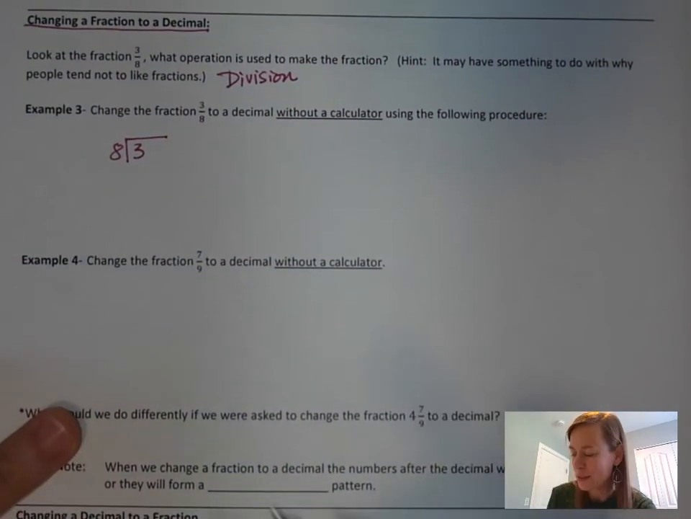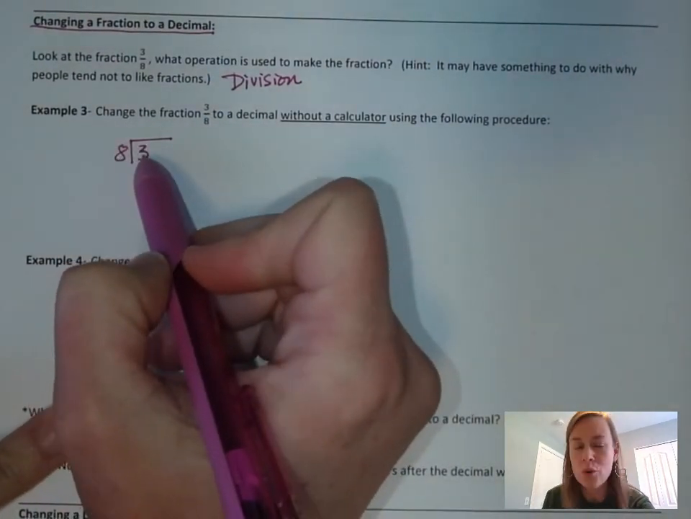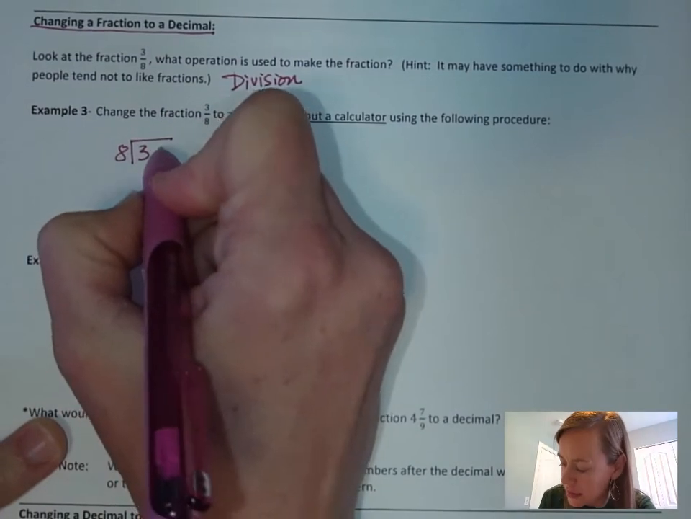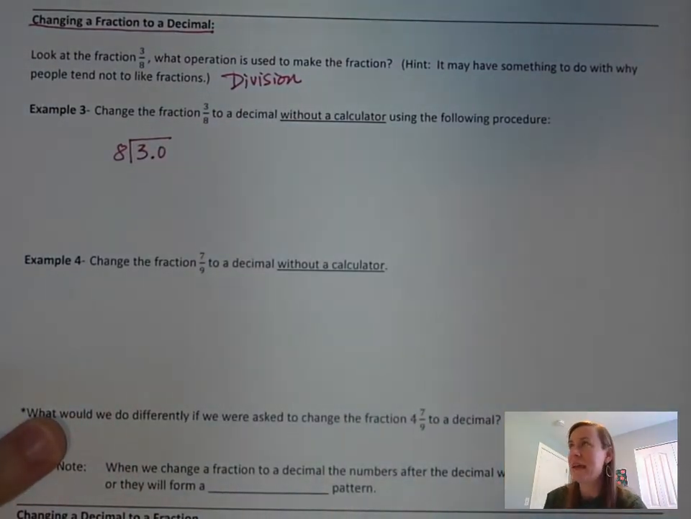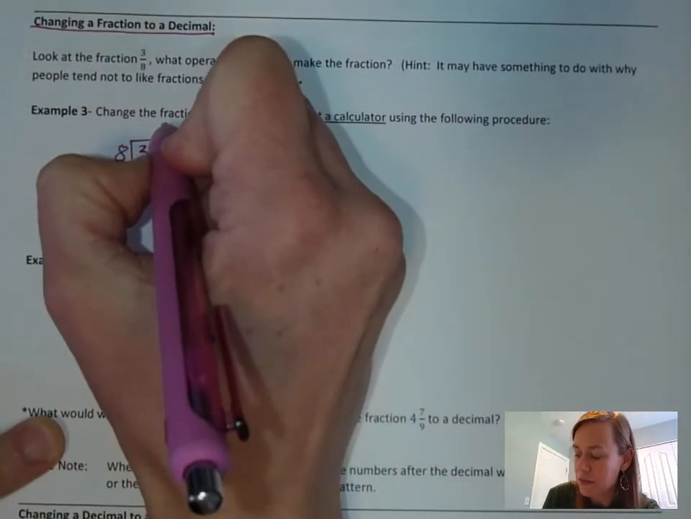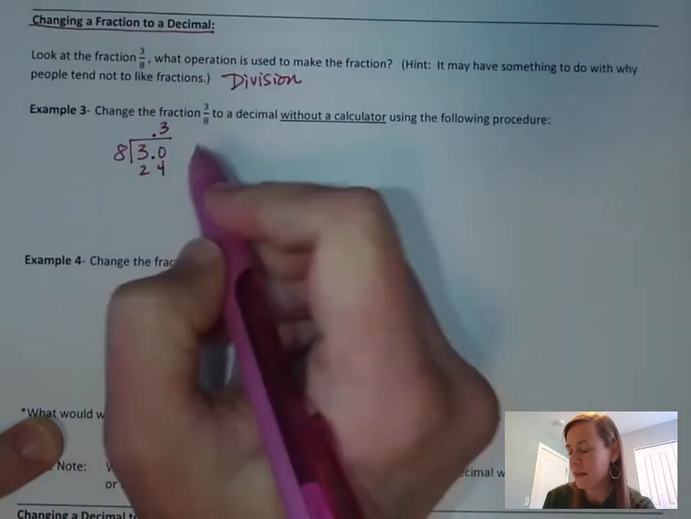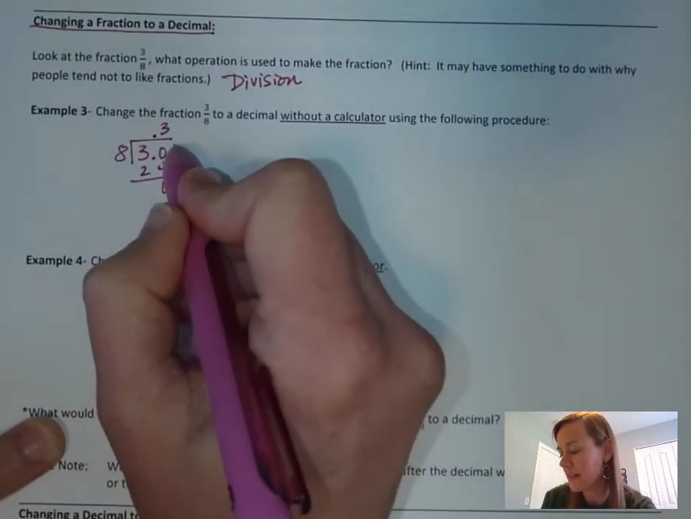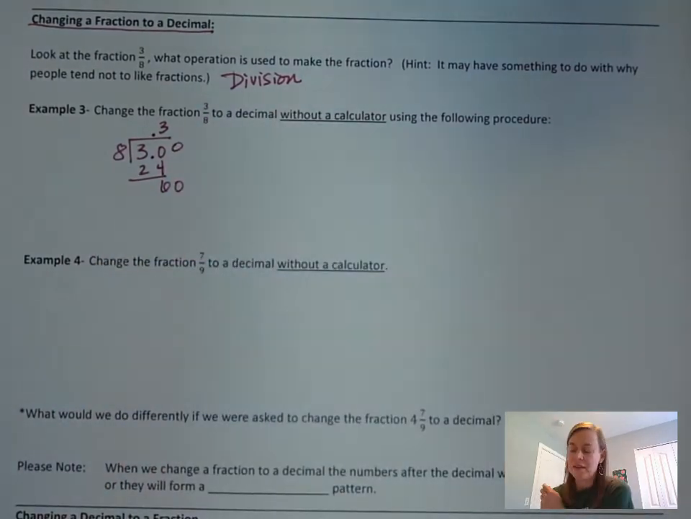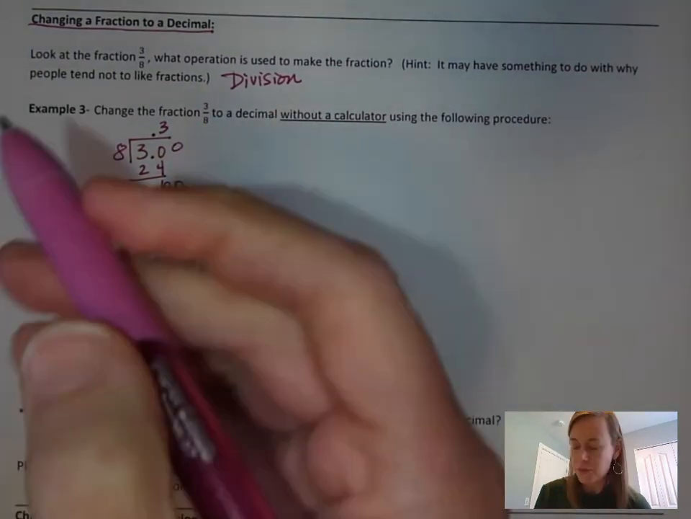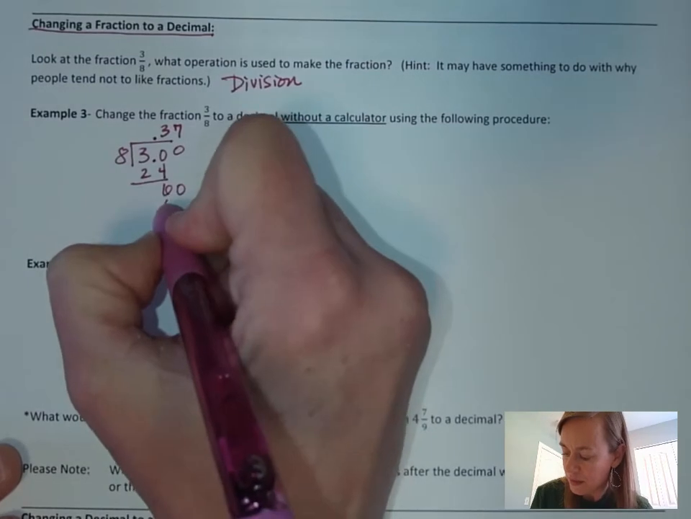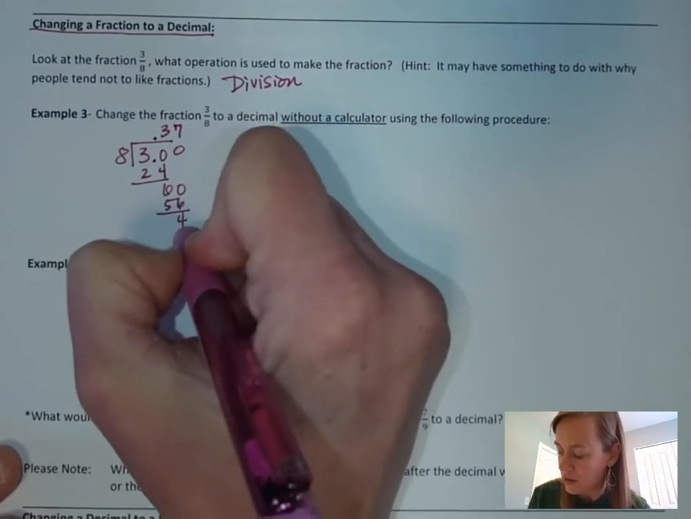Now, if you remember how to do this, 8 doesn't go into 3, so you have to do the 0.0 thing here. And now 8 times 3 is 24. So it goes like that, and then you subtract and you get 6, so we're going to add another 0. Now 8 doesn't go evenly into 60, so we're going to do 8 times 7 is 56. Subtract, you get a 4.